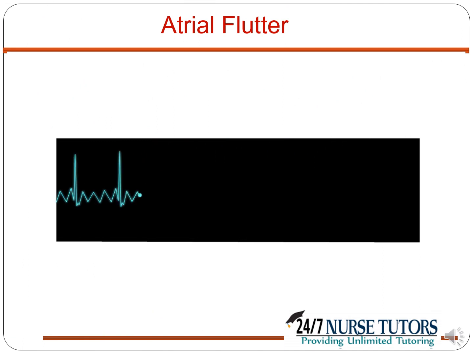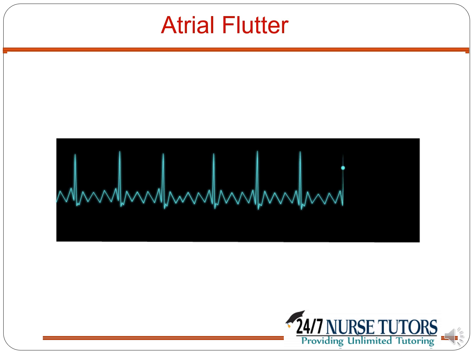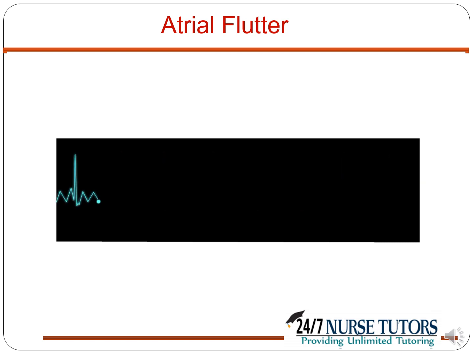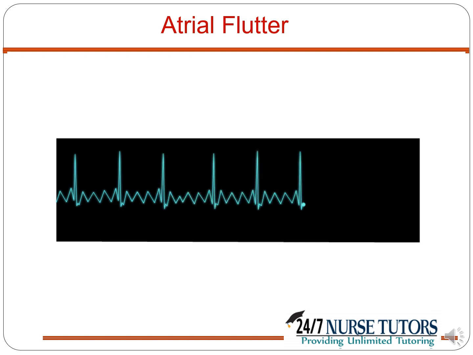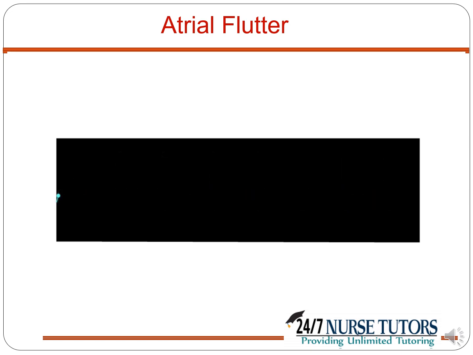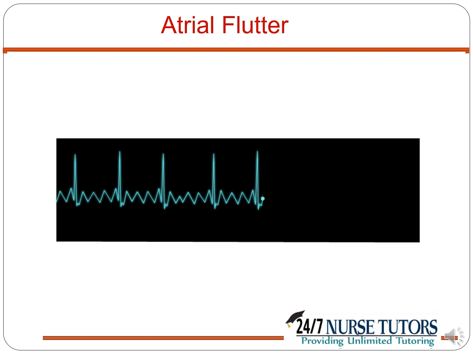Atrial flutter is a cardiac arrhythmia characterized by atrial rates of 240 to 400 beats per minute and some degree of atrioventricular node conduction block. Signs and symptoms in patients with atrial flutter typically reflect decreased cardiac output as a result of the rapid ventricular rate. Typical symptoms include the following: palpitations, fatigue or poor exercise tolerance, mild dyspnea.